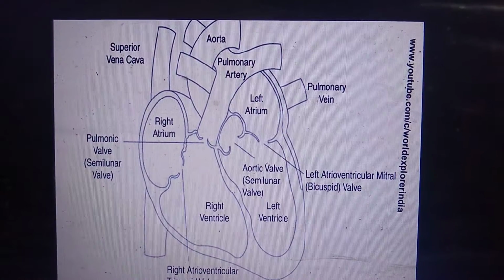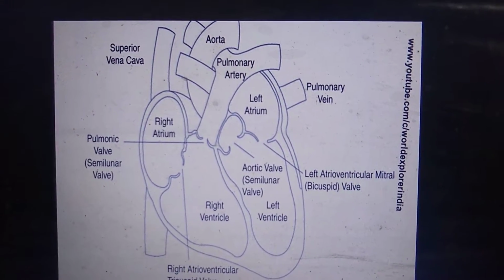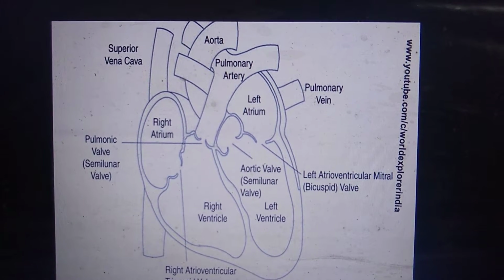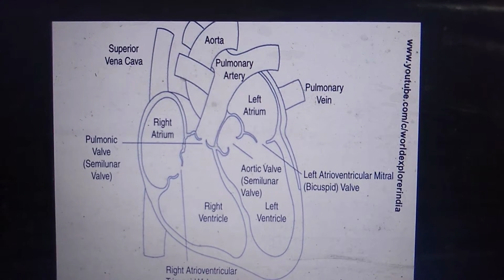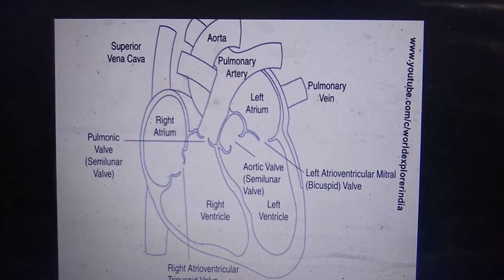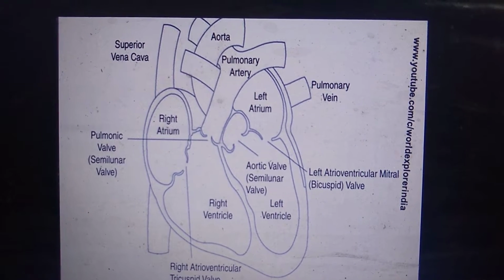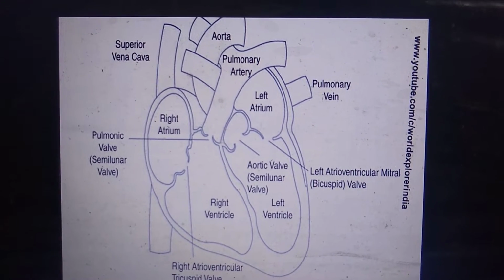Now the blood which is coming enters the right atrium and then the right ventricle and then goes to the pulmonary artery to the lungs, and again returns back to the left atrium and then to the left ventricle, and then goes out via the aorta and enters the systemic circulation.